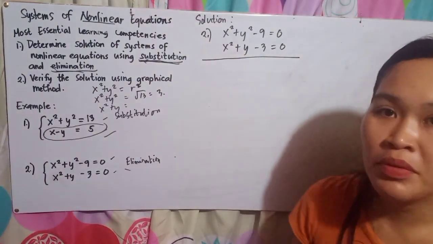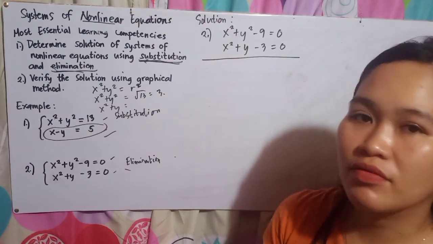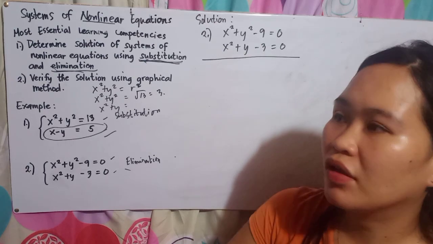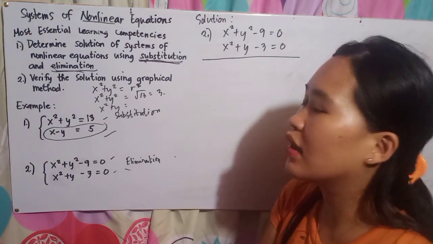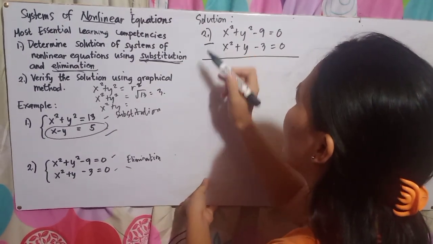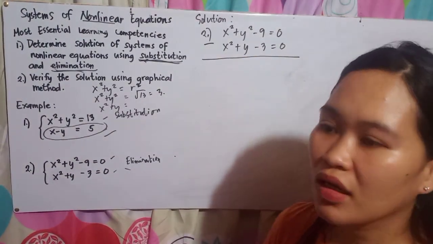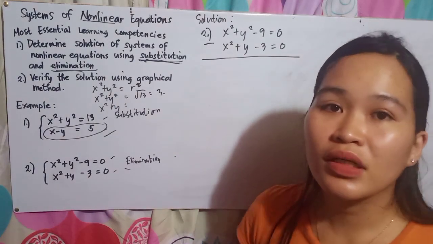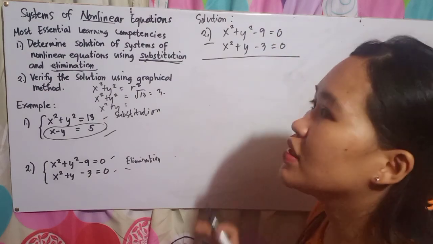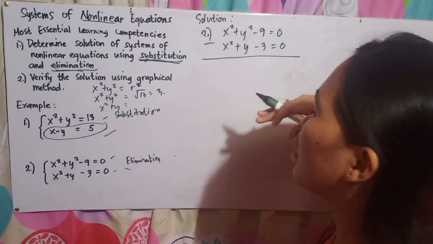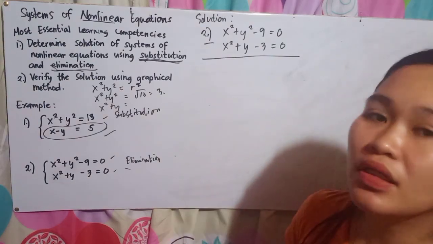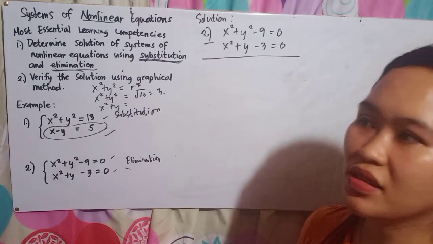So, we eliminate x squared in order to get the value of variable y. We need to cancel it out, so we subtract. The rule in subtracting signed numbers is to change the sign of the subtrahend. The subtrahend is the second equation. Change the sign of the subtrahend, then proceed to addition.